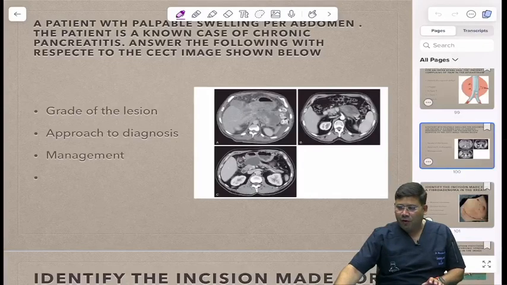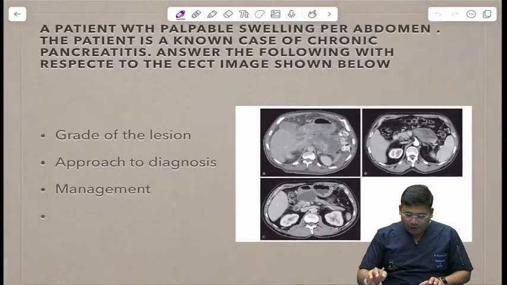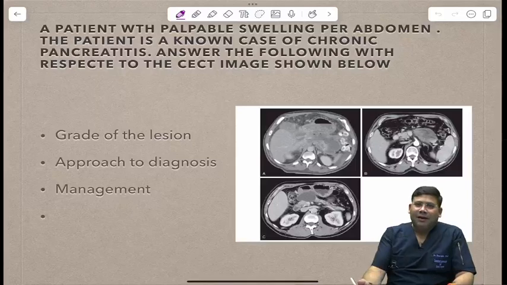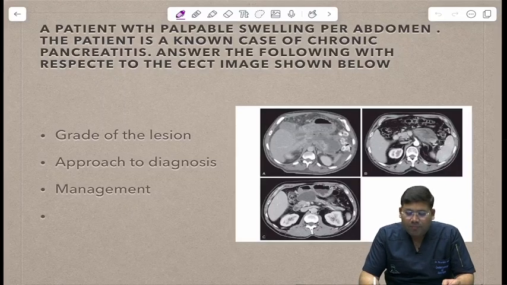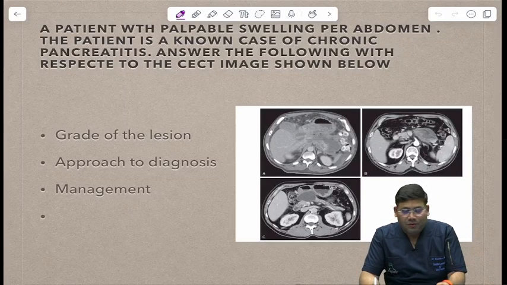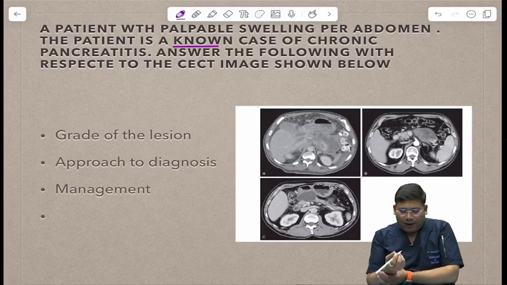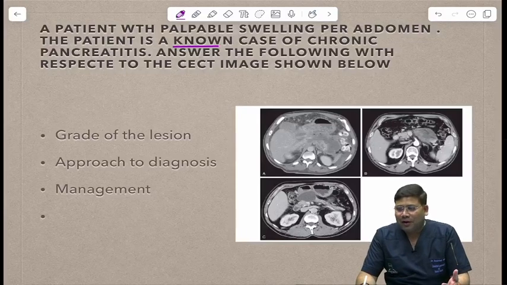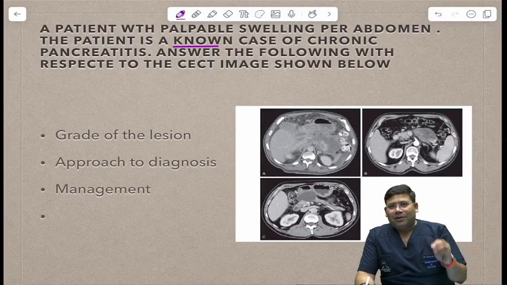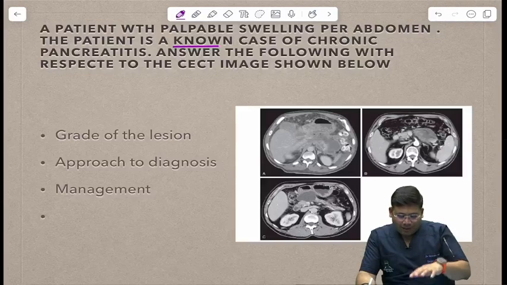First question of day 3. Now the question is, a patient presenting to you with a palpable swelling per abdomen. So there is a palpable swelling per abdomen. The patient is a known case of chronic pancreatitis. So I have given you a lot of things so you can understand what it could be. A patient with chronic pancreatitis with a palpable swelling.